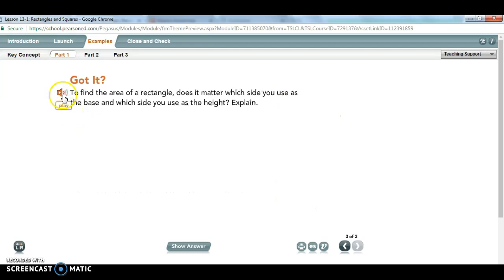Here's our second got it problem. To find the area of a rectangle, does it matter which side you use as the base and which side you use as the height? Explain. So you are going to be typing out your answer for me in this Edpuzzle question.